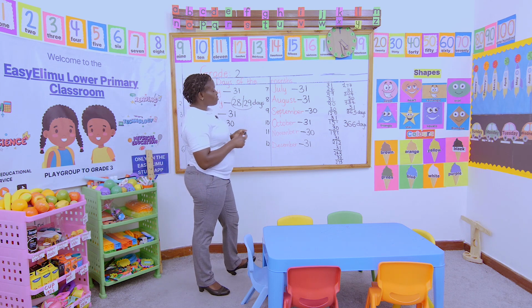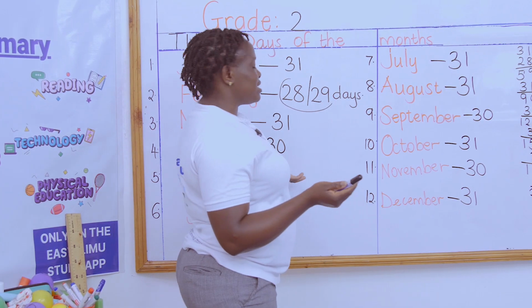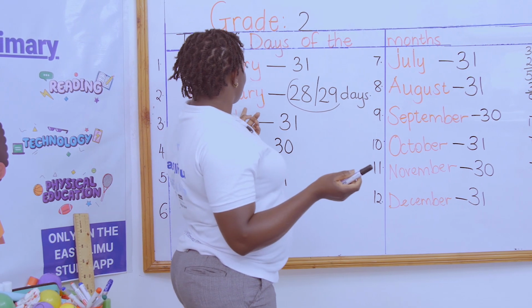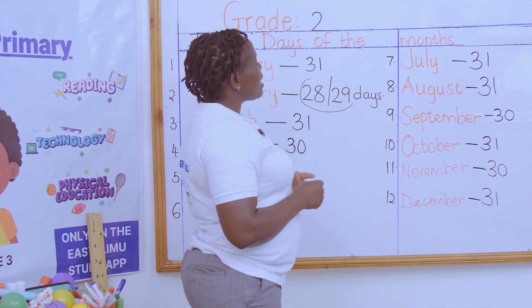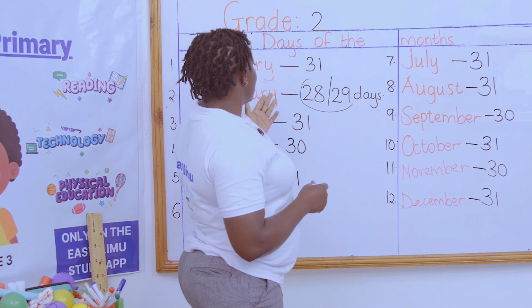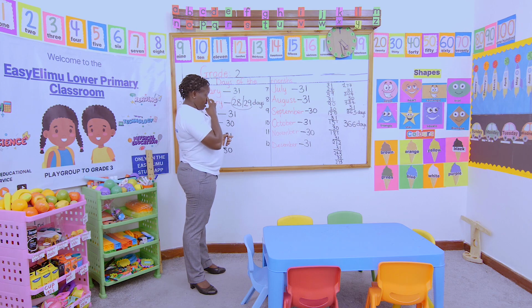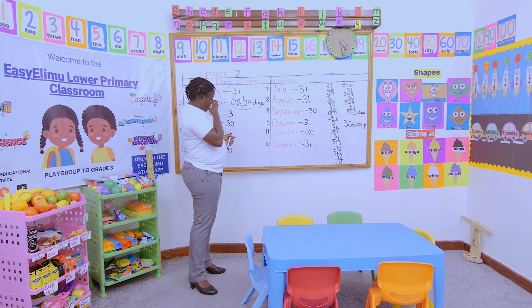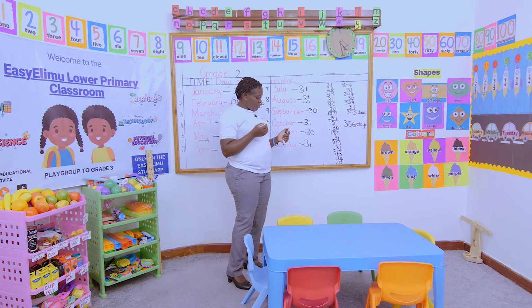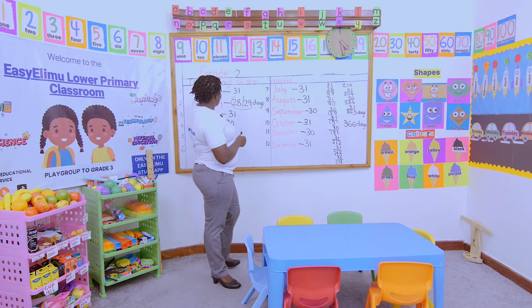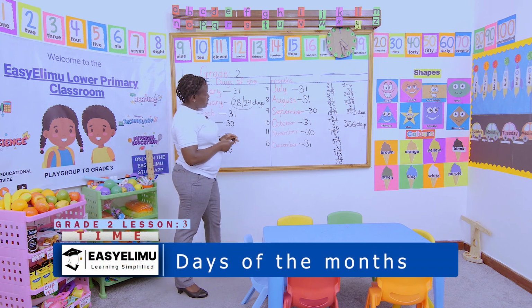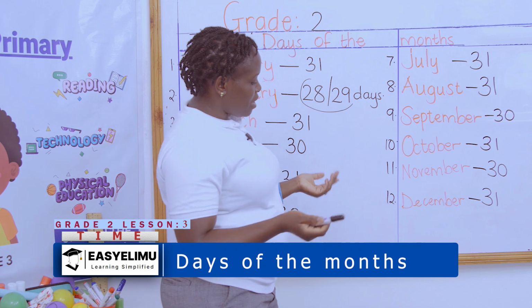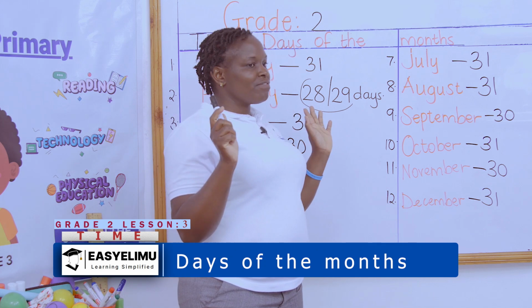So if someone asks you, which month of the year has 28 or 29 days? Yes, Johnny? February. Very good. Which months of the year have 31 days? You will list them: January, March, May, July, August, October, December. Which months of the year have 30 days? You will also name them. We have April, June, September, and November. And that is how we learn the months of the year.